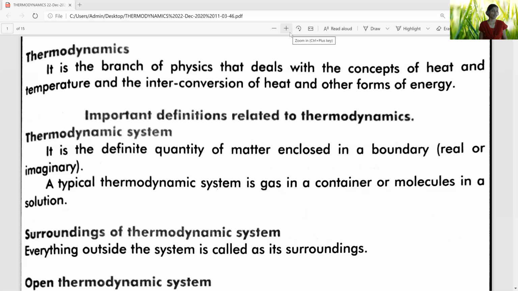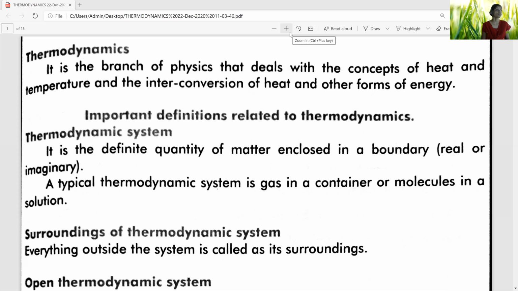In today's class, we are going to discuss the topic of thermodynamics. Thermo means heat, which we already know, and dynamics means motion. Thermodynamics is one of the branches of physics. In it, we study the concept of heat and temperature and the interconversion of heat and other forms of energy. That is what we are going to study in this chapter.